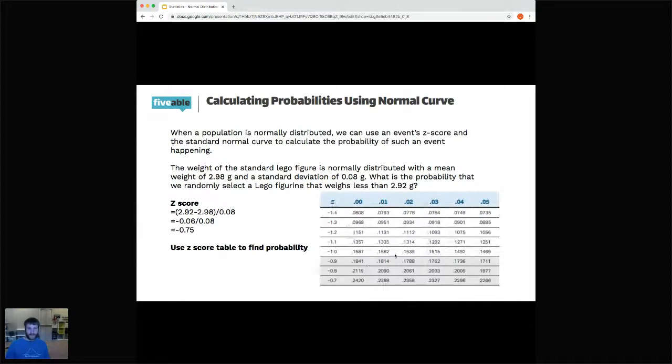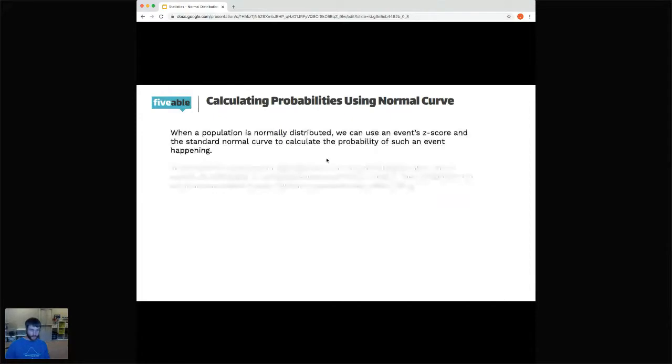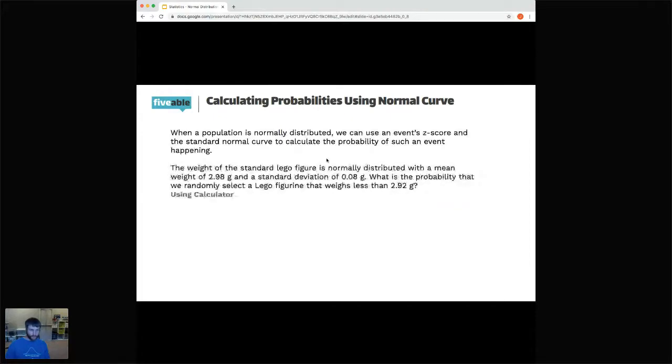Okay, so then I kind of took a little screenshot here. Negative 0.75, 0.2266. Okay. And then using the calculator, same problem. All right.